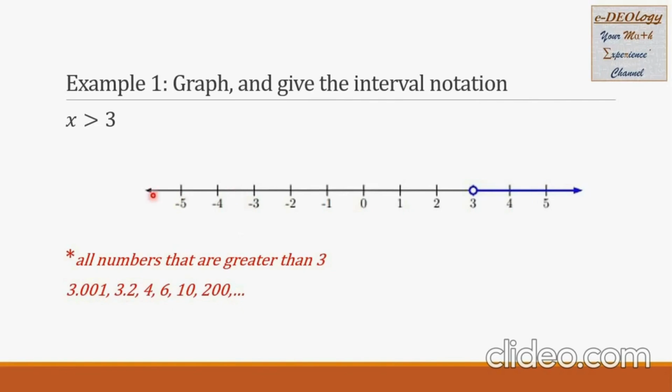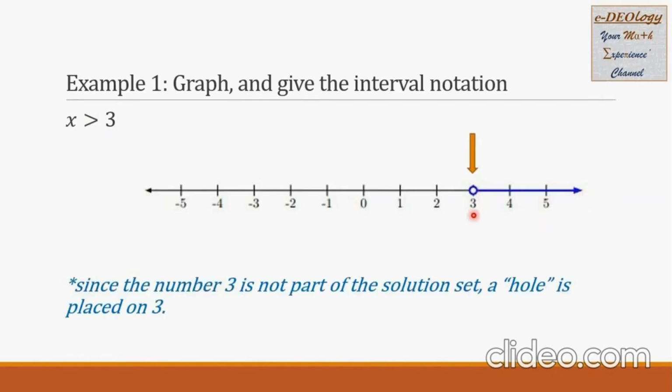So to write this on the number line, we're going to first identify the reference number. Our reference number here is the number 3, and we can see that the number 3 is here. So all numbers that are greater than 3 are found on the right side of the number line after the 3. But take note that since number 3 is not part of the solution, we are going to put a hole on top of the number 3.